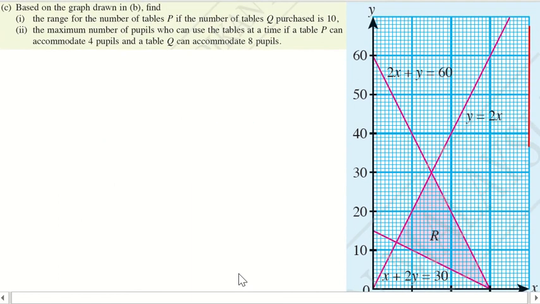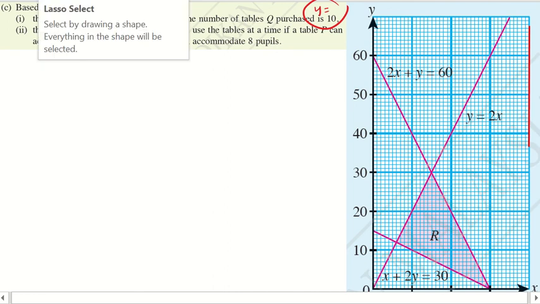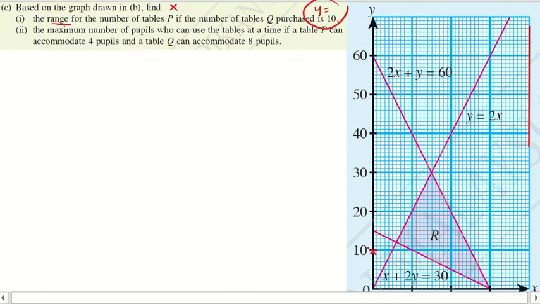We continue now. We go to C. We draw the 3 lines already based on the graph. The first one, find the range of the number of tables P. He wants you to find the range for P, which is x, if the number of tables Q is 10. Let's say y equal to 10. So what you need to do is, at this point y equal to 10, draw a line passing through y equal to 10.